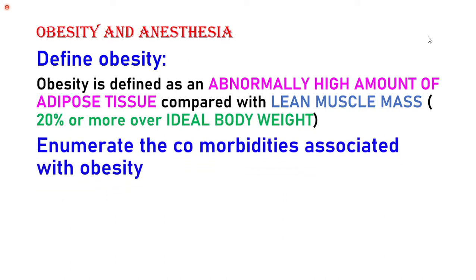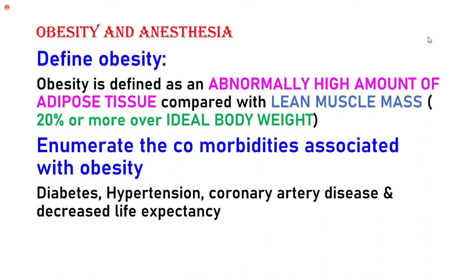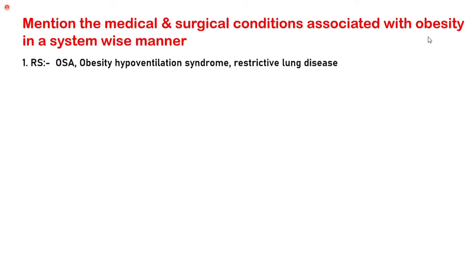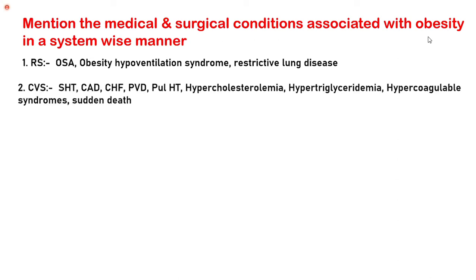Enumerate the comorbidities associated with obesity. It can be diabetes, hypertension, coronary artery disease, or decreased life expectancy. Now mention the medical and surgical conditions associated with obesity in a system-wise manner. So that is the next question. So coming to respiratory system, it can be obstructive sleep apnea, obesity hypoventilation syndrome, or they may have simple restrictive lung disease because of the chest fat compressing the thoracic cage.